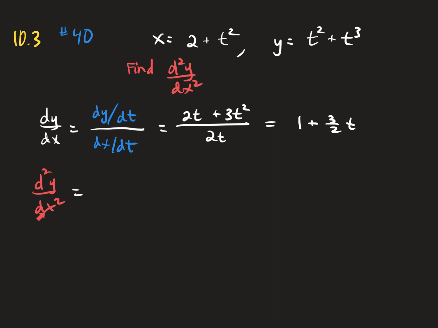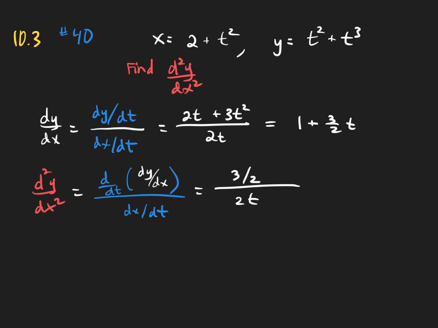All right, that brings us to the second derivative. The second derivative is d/dt of the slope divided by dx/dt. That denominator always stays the same. So what is the derivative of the slope with respect to t? I'm going to use this expression. I don't want to use the quotient rule. So the derivative of the slope with respect to t is just 3/2. And what is dx/dt? Well, that's still 2t. So what is the second derivative equal to? Looks like it'd be 3 over 4t.